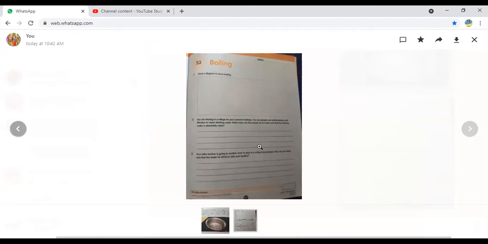The first one asks you to draw a diagram to show the boiling method. Here we should draw the boiling method. Okay, I will draw it on the board, then you will get the clarity. Same like this.